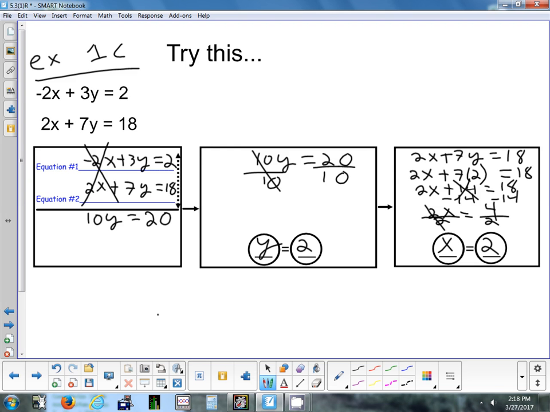All right, so how many people feel pretty comfortable with that type? Where it's already lined up for you, you just add them the way they are. People feel okay? All right. Well, we're going to try example 2A. So if you're still having trouble with example 1, example 2 is going to be almost the same thing. We just have to do one thing first.